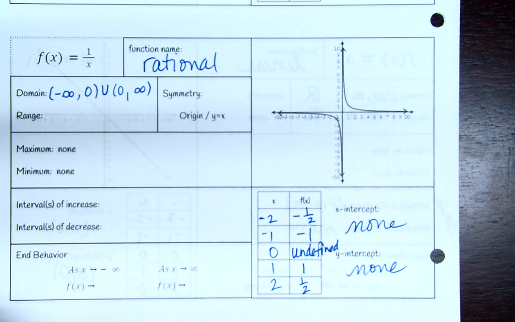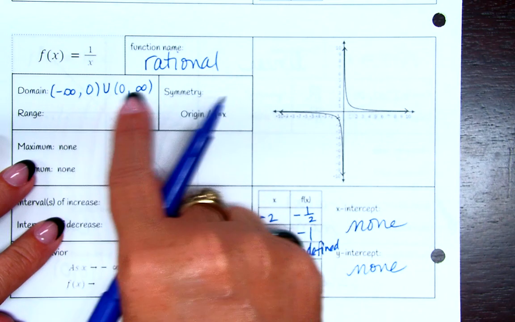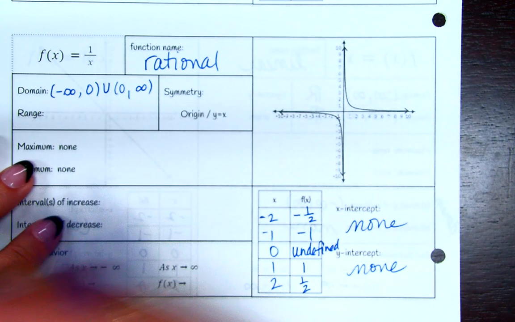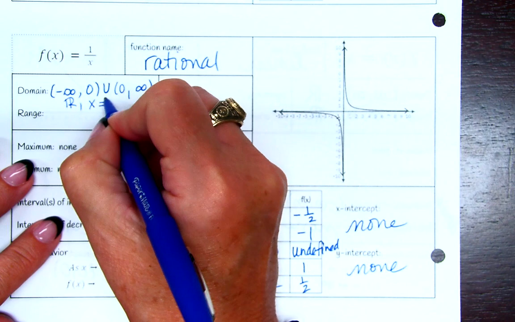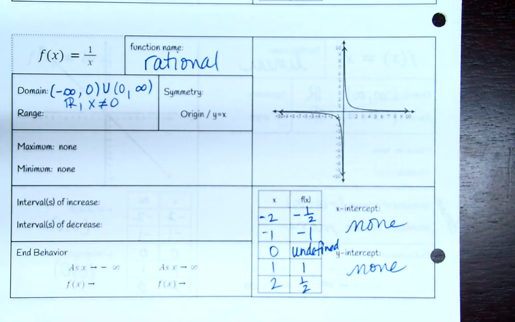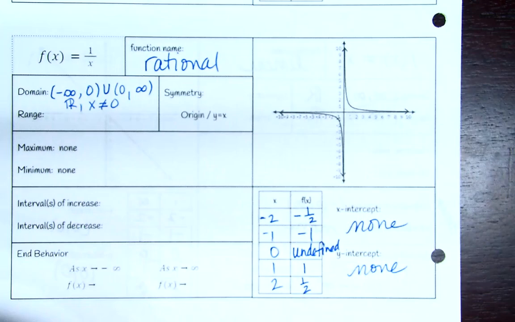Does that make sense? That's the notation that we use to say everything but 0. So when we write it in this other notation, what we say is all real numbers, but x is not 0. And what I need you to realize is that those two things mean the same thing. Okay?